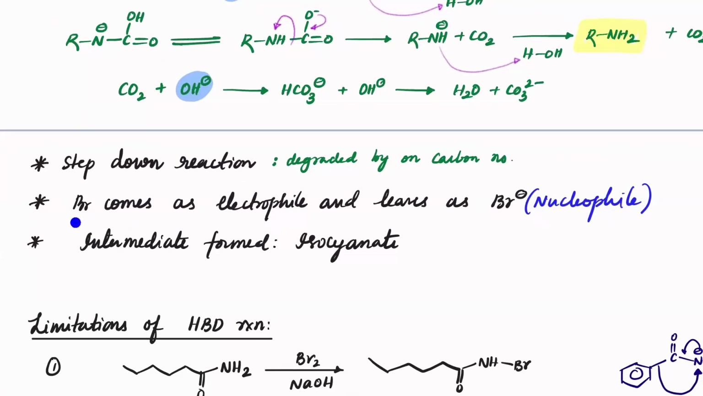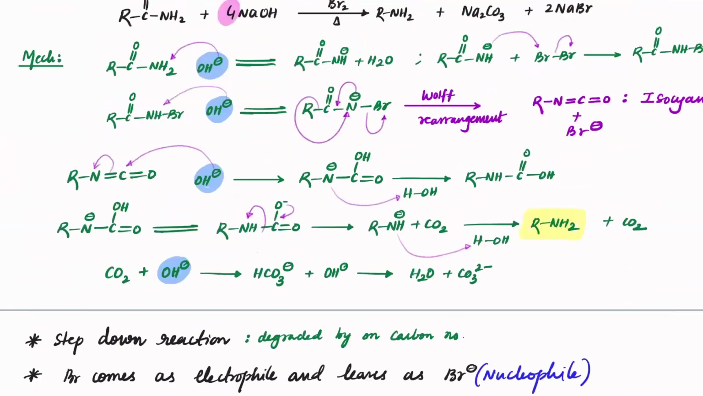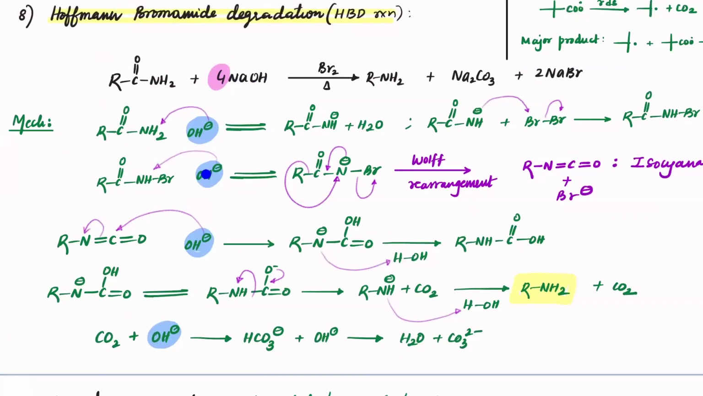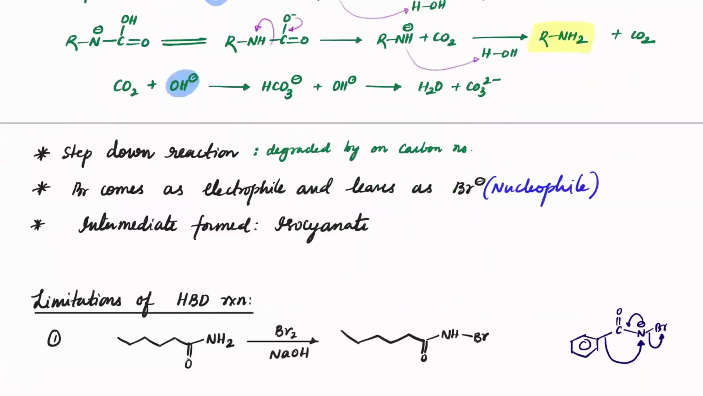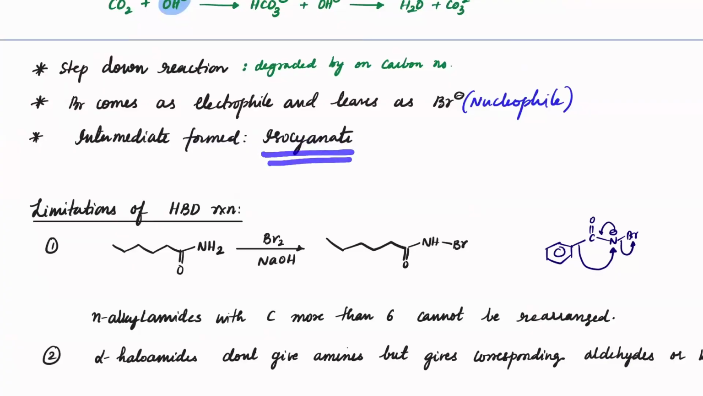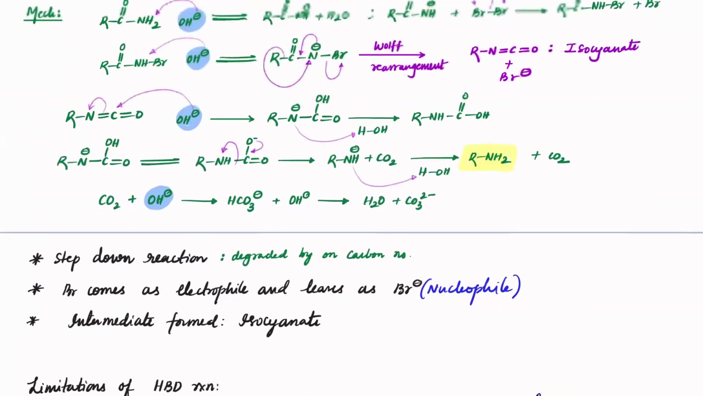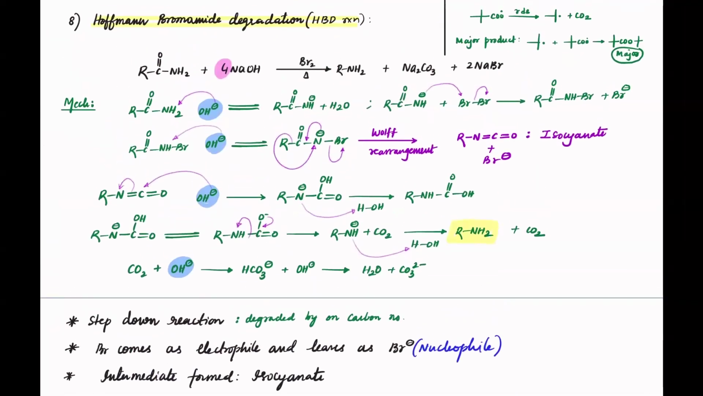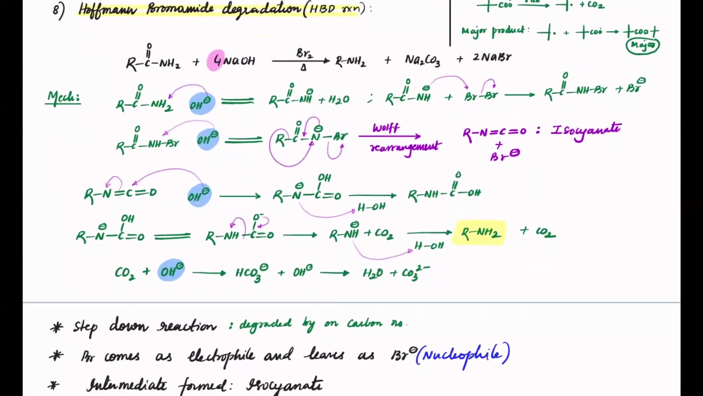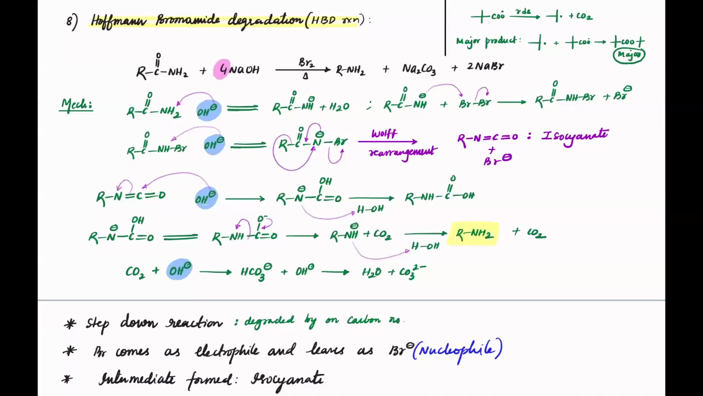Next. Br comes as an electrophile and leaves as a nucleophile. You can notice that where we have Br, when it is entering here, it enters like an electrophile, while when it is leaving here, it leaves like a nucleophile. And lastly, the intermediate which is formed is called isocyanate. There is an isocyanate formation. So I'll give you 2 minutes of time. Please check this reaction carefully. This is the important area.